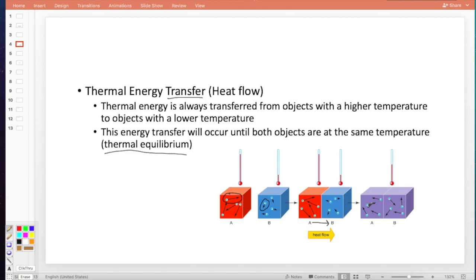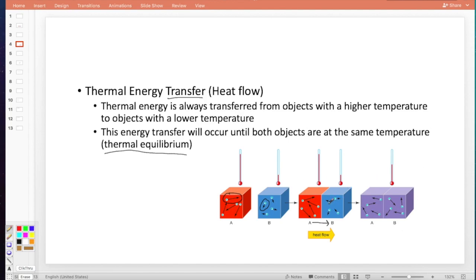Eventually what happens is that the particles will reach the same average speed, the same average kinetic energy, the same temperature, and thus they are unable to pass total energy back and forth. And we say that this whole system has reached thermal equilibrium.